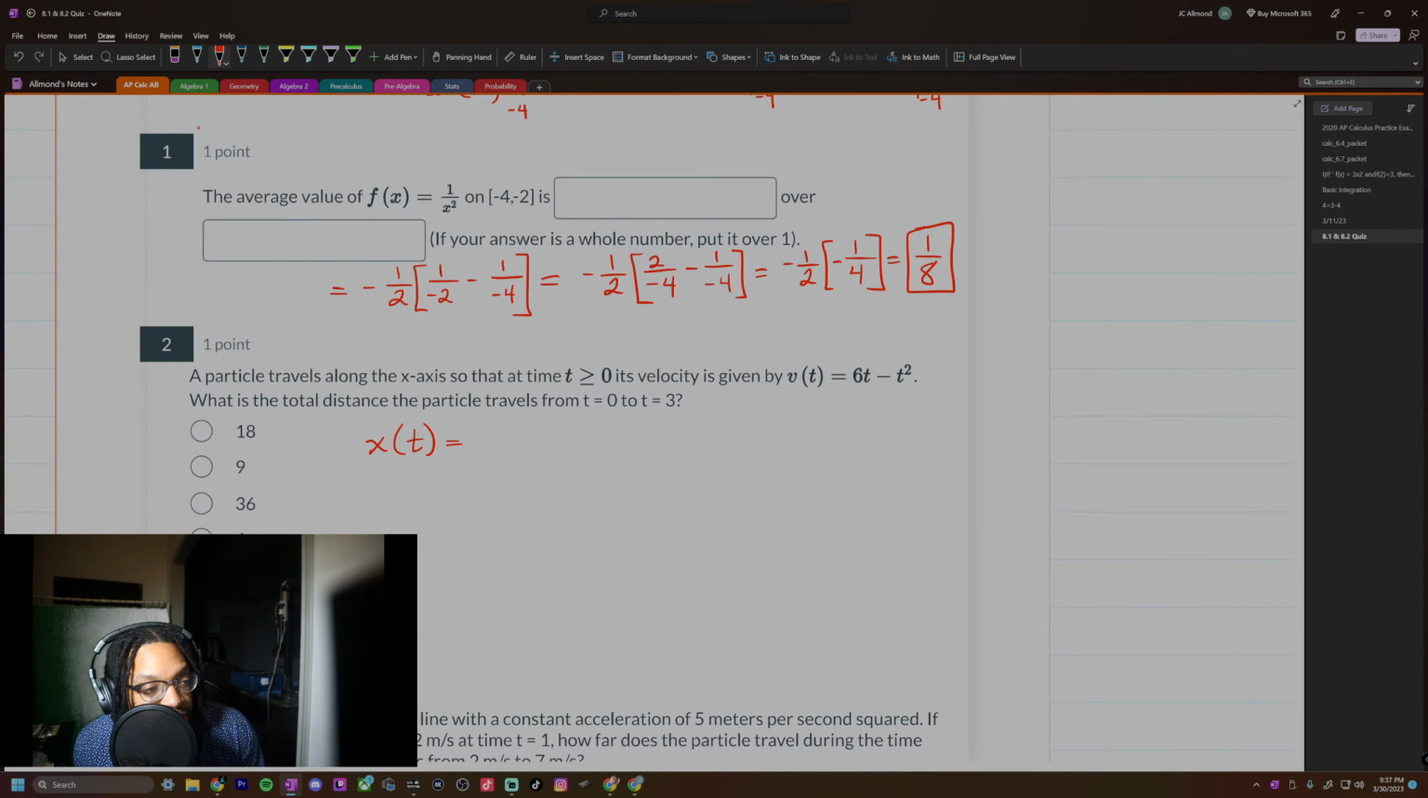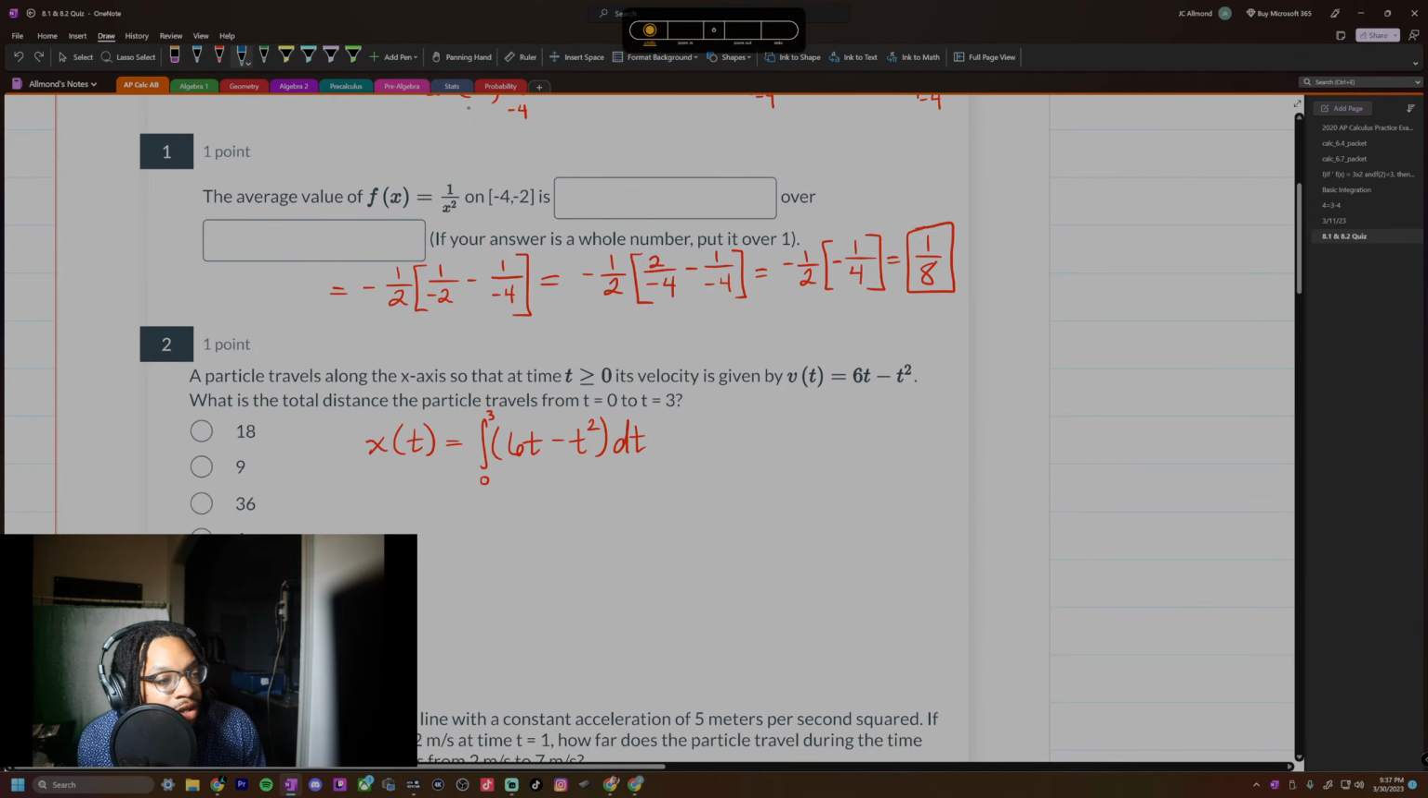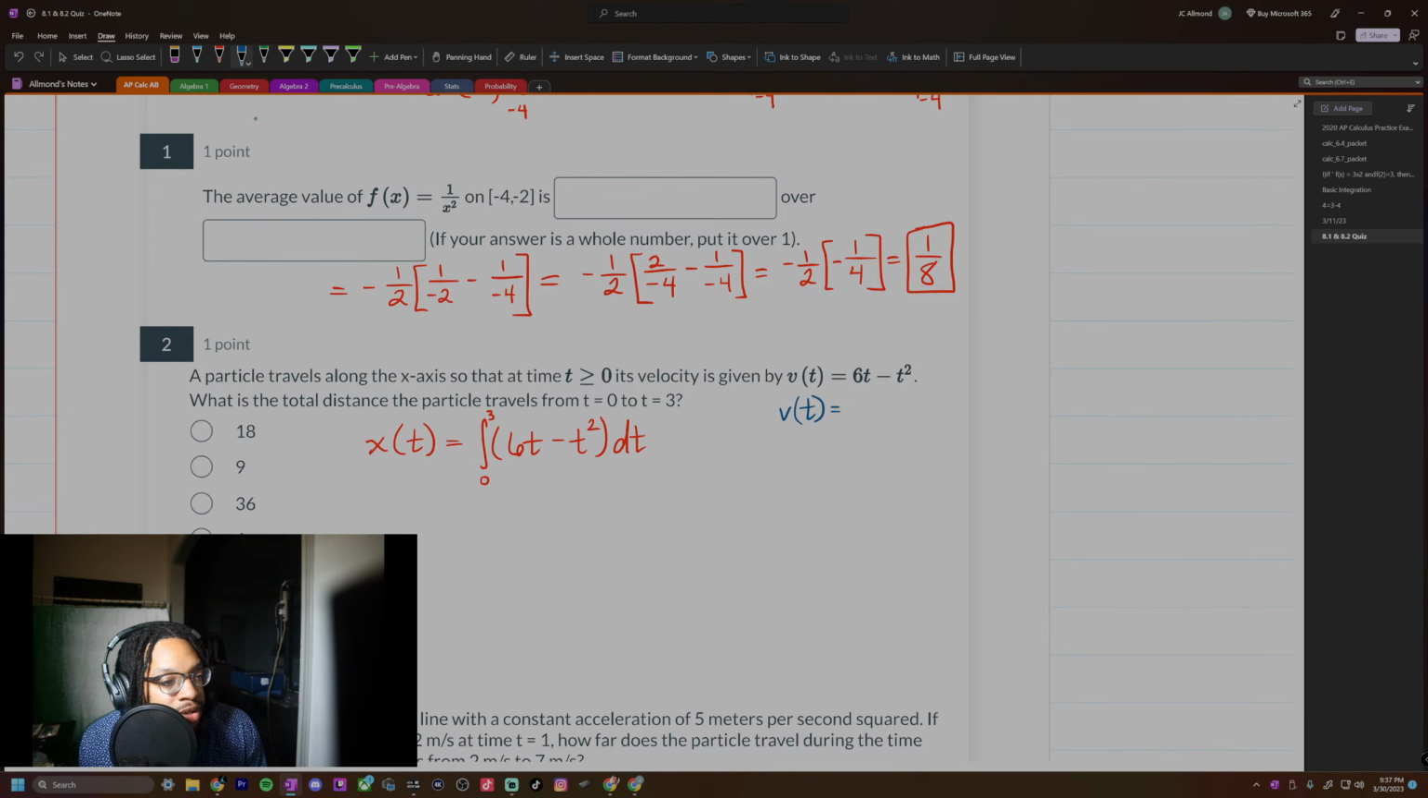That is going to be the integral of v of t, which will be the integral from 0 to 3 of 6t minus t squared dt. But before I do that, like I said, at any point, does my graph get below the x-axis? That's what I'm trying to see, because then I'll have to consider that negative area separately.